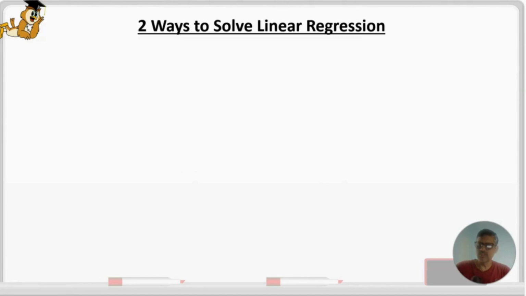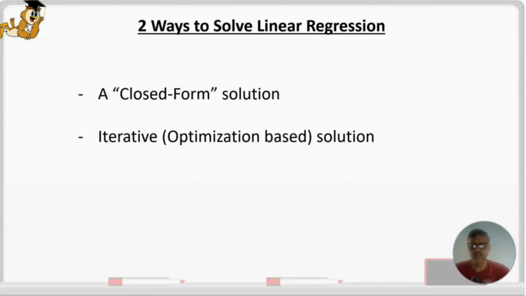Okay, let's get back to solving the linear regression problem that we formulated. The linear regression problem is special because there are 2 ways to solve it. One solution is what we call a closed form solution. Linear regression is one of those rare problems for which a closed form solution exists. A closed form solution means you can actually write the values of the weights as being equal to so and so.